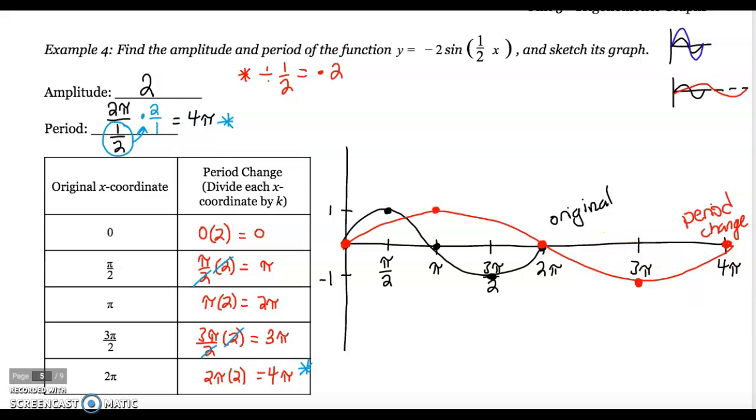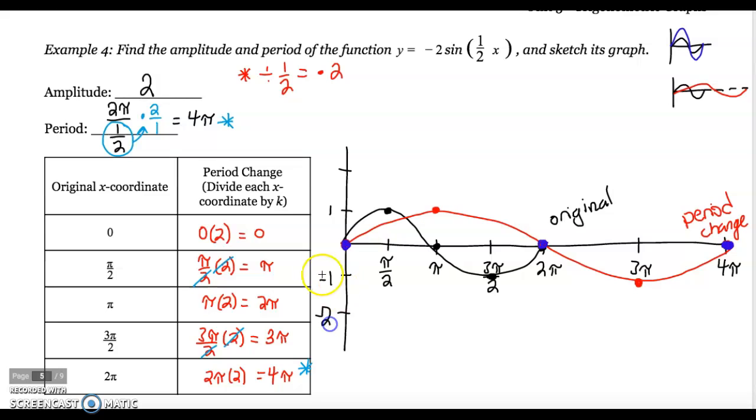Now I'm going to change my amplitude. Instead of my highest and lowest being at 1 and -1, my highest and lowest will be at 2 and -2. My middle points will stay exactly where they are because they're at the midline. So even if I multiply their y values by 2, their y values are all currently 0. So 0 times 2, still 0.